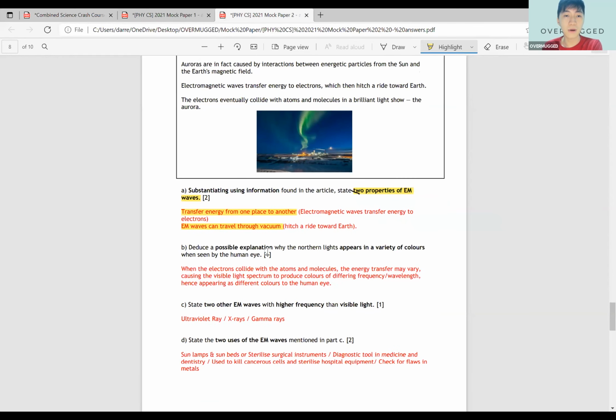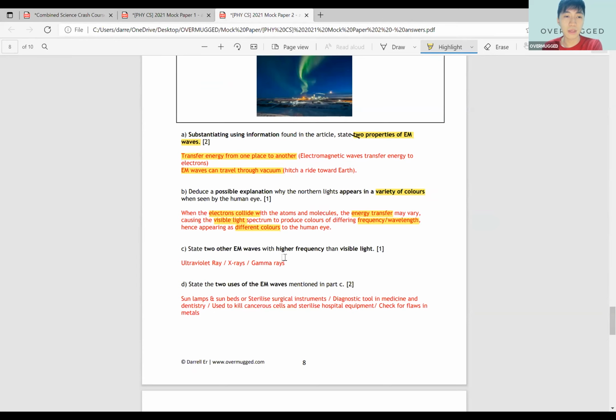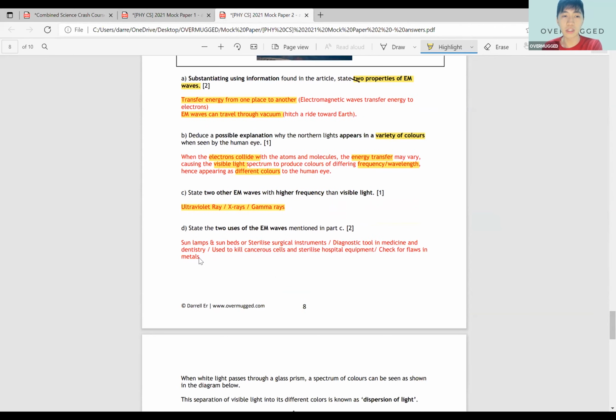Okay, a possible explanation for why we see a variety of colors is that when the electrons collide, the energy transfer varies. When it varies, you get different frequencies and wavelengths of visible light. Therefore, you get different colors. Then for two other EM waves with higher frequency than visible light, anything from UV to X-ray to gamma, you just need to mention their uses.